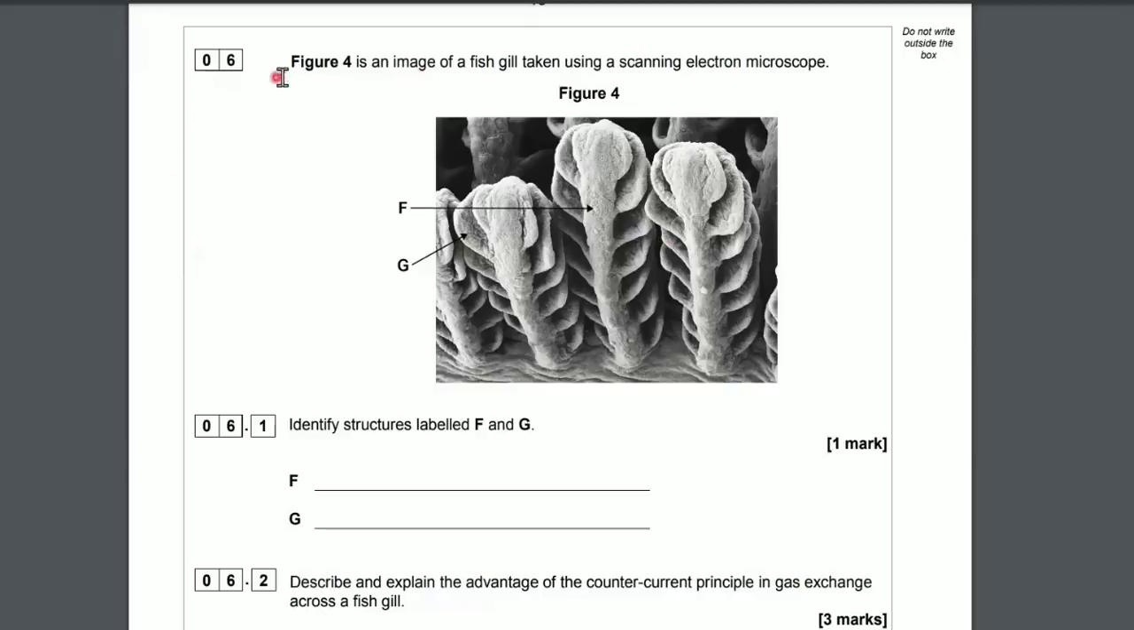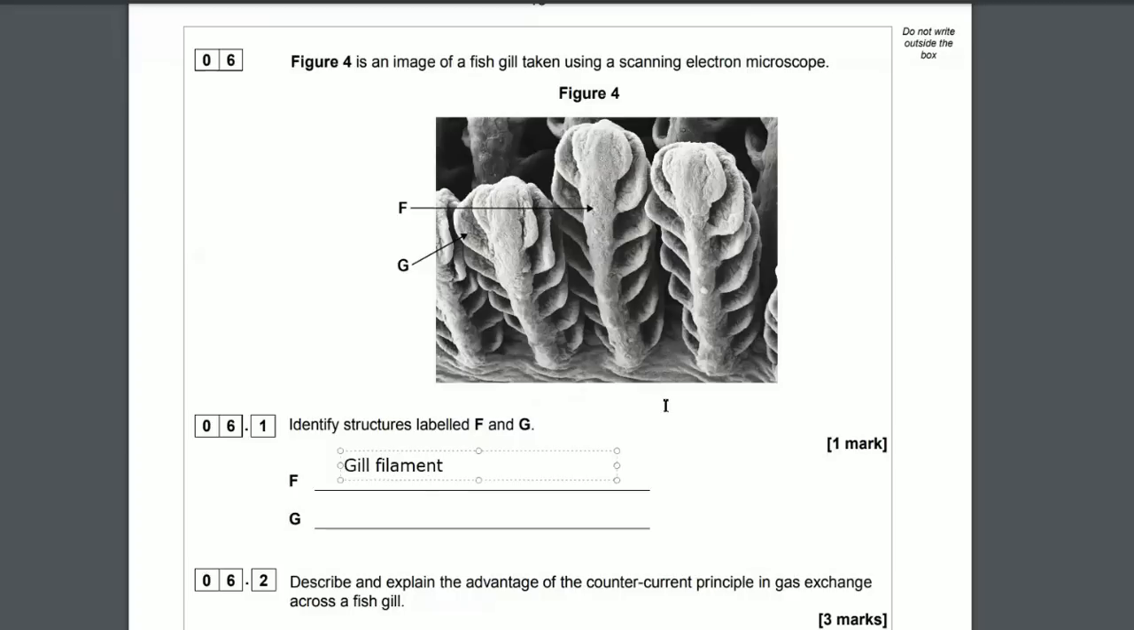Right, 6, figure 4, an image of a fish gill is taken using a scanning electron microscope. Name F and name G. These plates here that are down here, and F, the structure that's holding those plates. Okay, let's go through the answers.